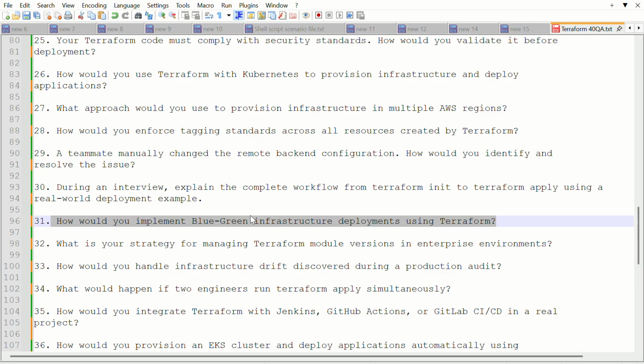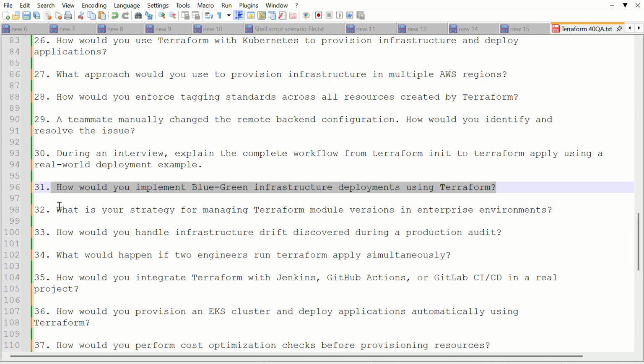But with this we have two identical environments, so the cost is very high compared to the remaining. The question here is how would you implement this blue green deployment strategy using Terraform? You need to cover how you will provision, what's happening, how you are deploying, everything you need to cover here.